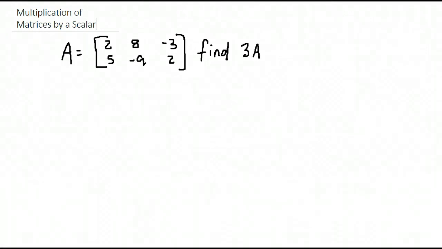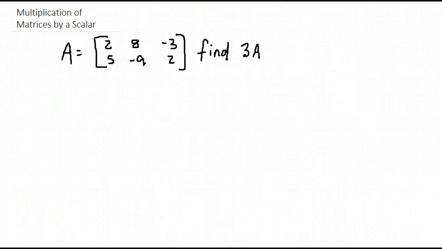This is a continuation of matrices, and we'll be talking about multiplication of a matrix by a scalar. So what is a scalar? We can multiply any matrix by a constant, which is called the scalar. And we call this operation scalar multiplication. So let's look at what this means.